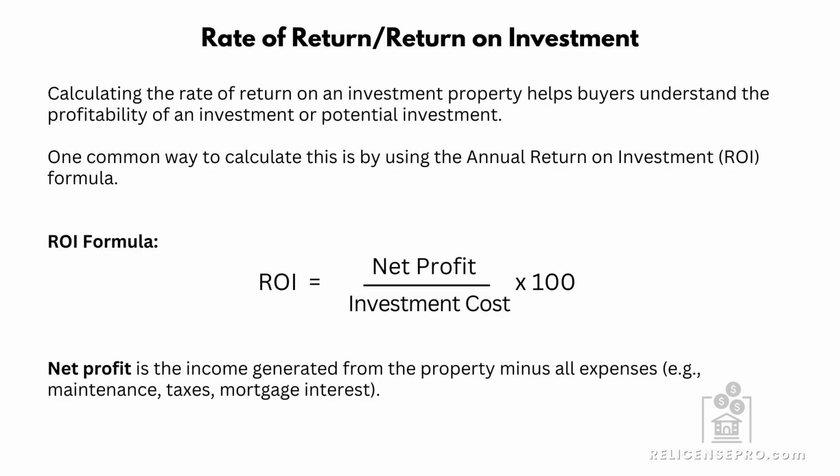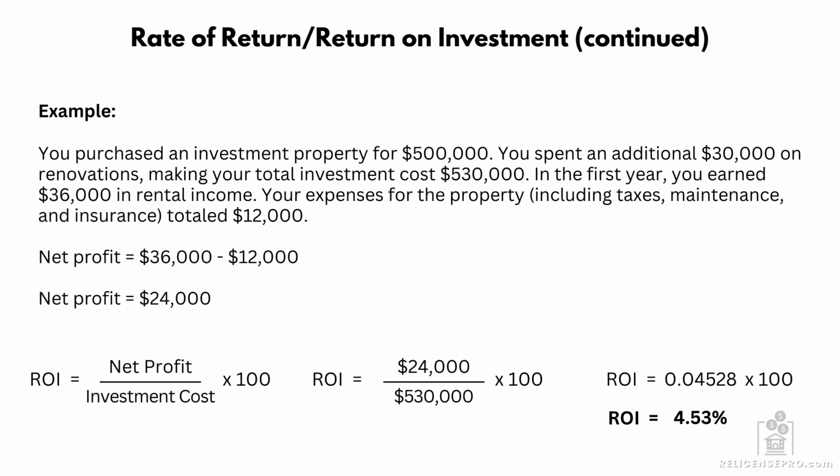So let's take a look here at an example. You purchase an investment property for $500,000. You spend an additional $30,000 on renovations, making your total investment cost $530,000. In the first year, you've earned $36,000 in rental income. Your expenses for the property, including taxes, maintenance, and insurance, total $12,000. Your net profit after you subtract out those expenses from the 36 is $24,000. So net profit is the total that you've grossed in rental income minus your expenses, and that's your net profit.